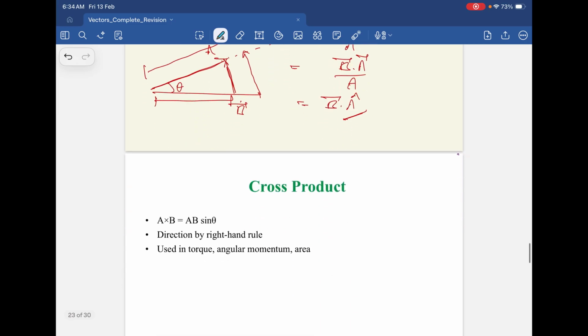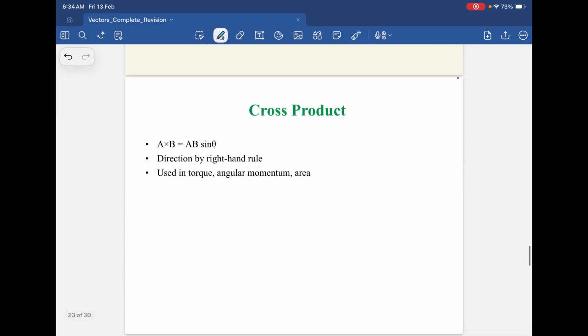Now one more important point, that is called the cross product. This is also called the vector product. Students, I am going to make one more video also on basic numericals. Don't worry, I have taken a few numericals, and again, we'll take one more session also.